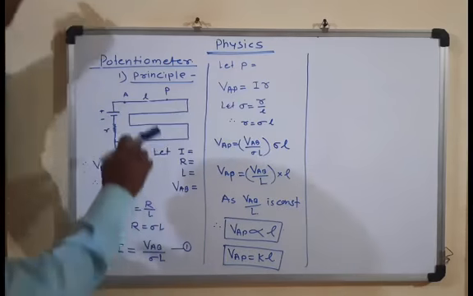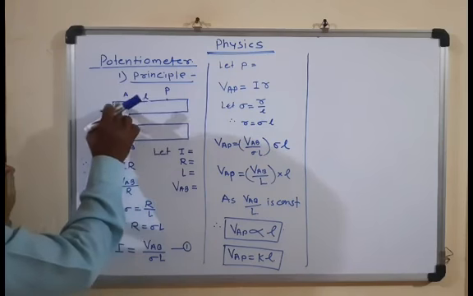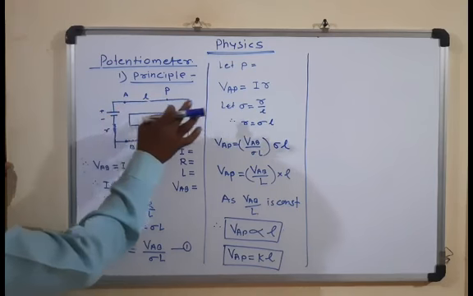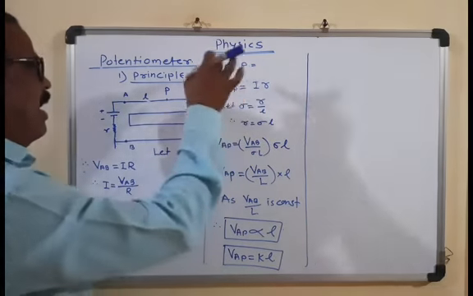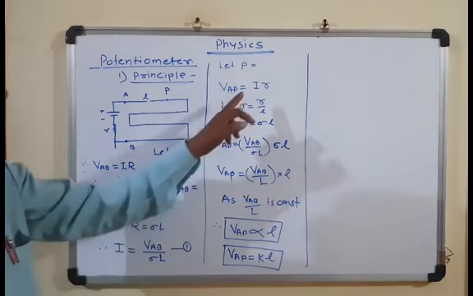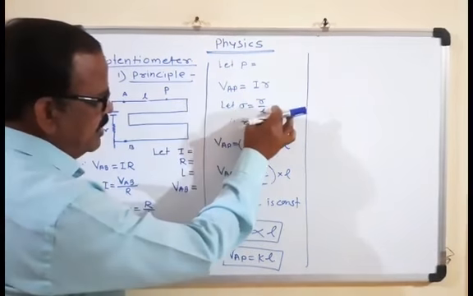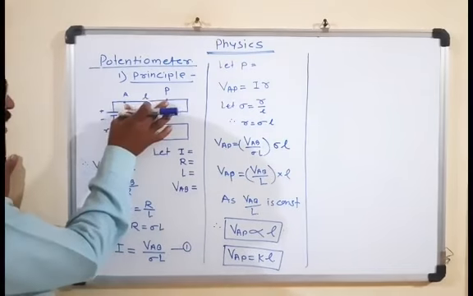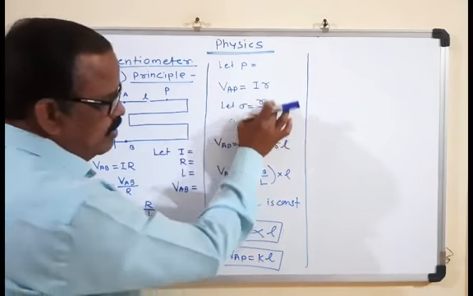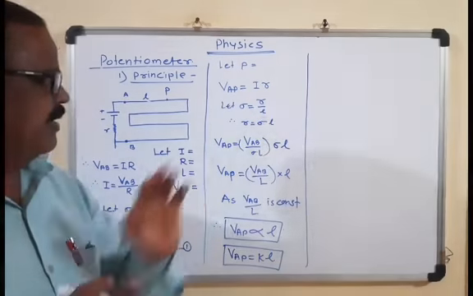Consider a point P situated at a length l from the point A. Then the potential difference between these two points is represented by VAP. According to Ohm's law, VAP is equal to I into R. Let sigma be the resistance per unit length, where l is the length and R is the resistance of the wire of length l. Therefore, R is equal to sigma into l.